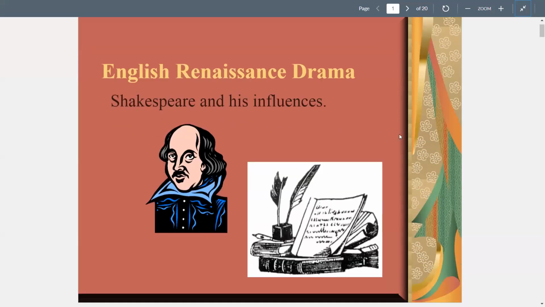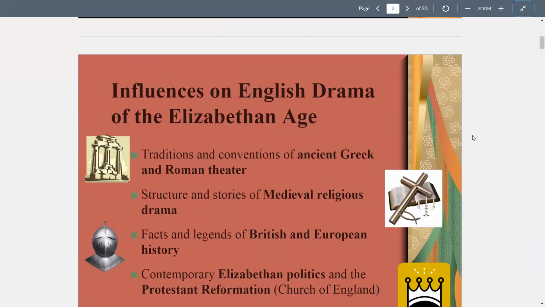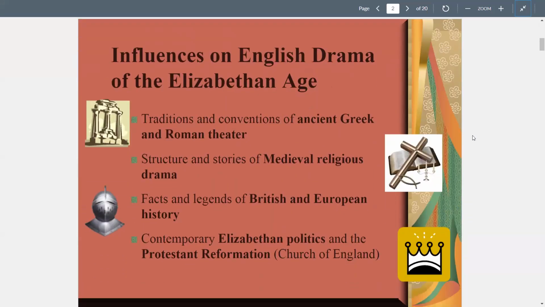So you can see some of the differences from ancient Greek plays. So these are some of the influences on English drama of the Elizabethan age. The Elizabethan age is from the 1500s to the early 1600s when Queen Elizabeth I reigned over England. So you had traditions and conventions of ancient Greek and Roman theater.